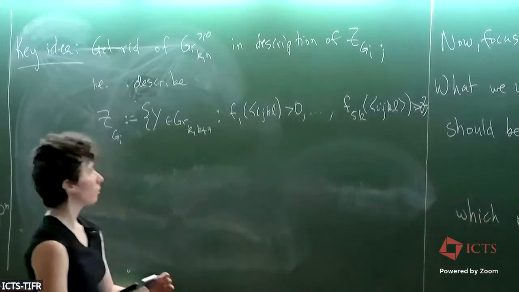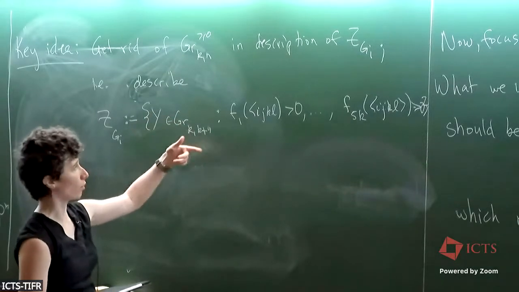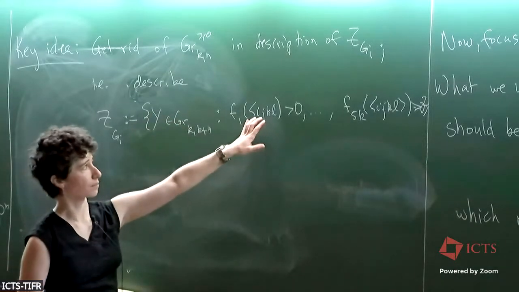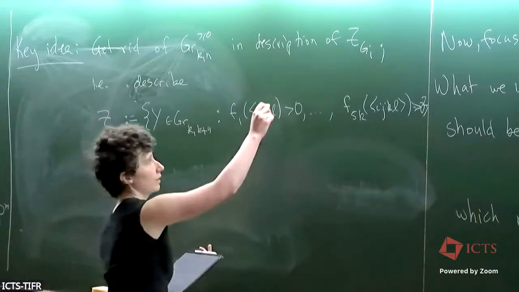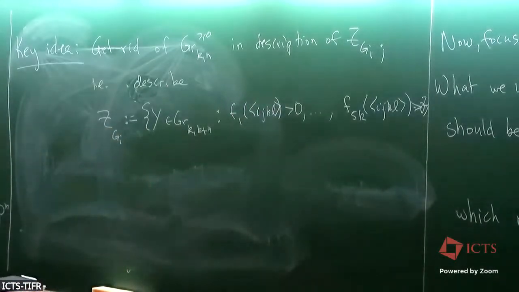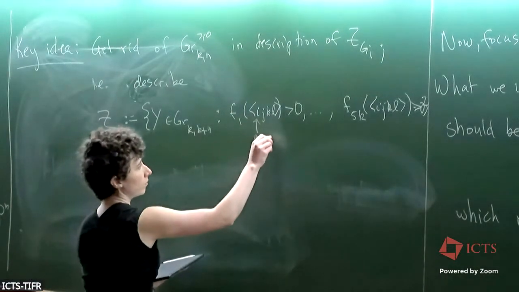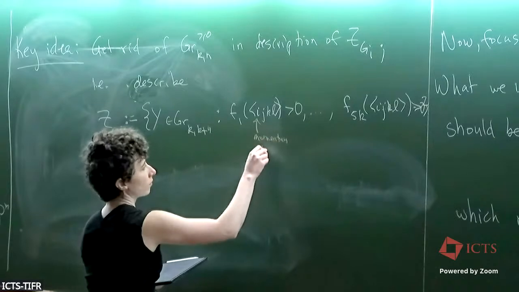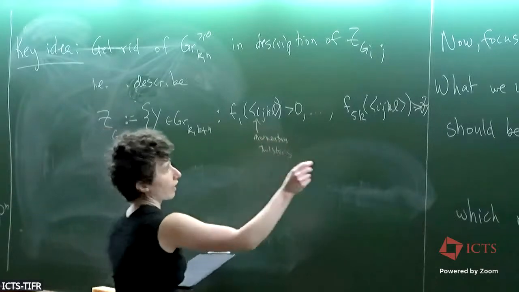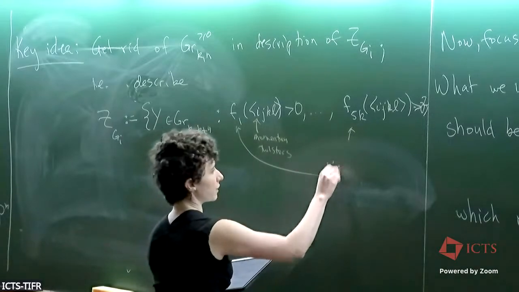They're not polynomials in the Plücker coordinates, but the easiest way to write them is as polynomials in the momentum twistors. So that's what these mysterious IJKL brackets are. Those are momentum twistors. And I should say these polynomials are usually of pretty high degree.